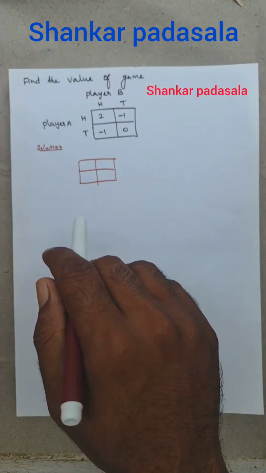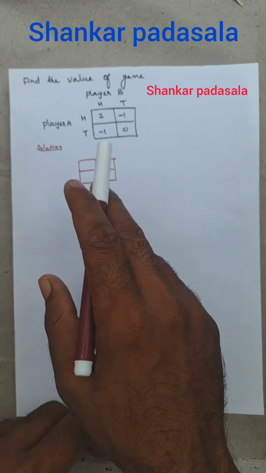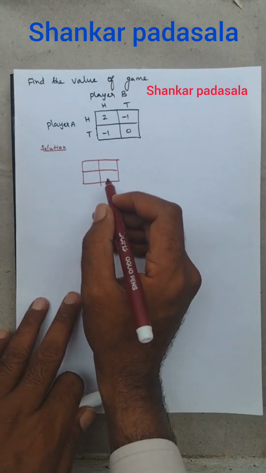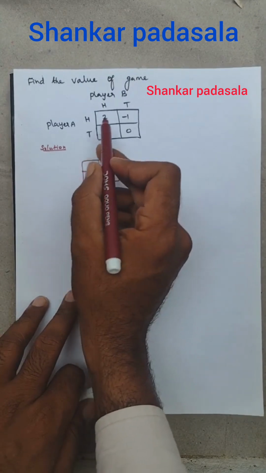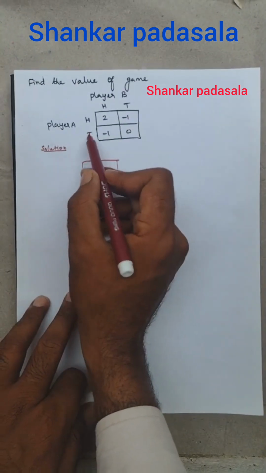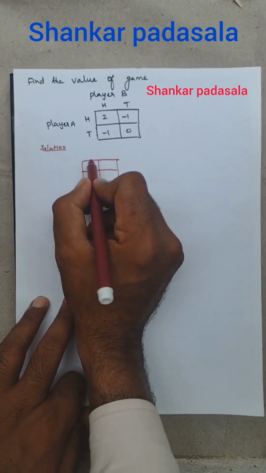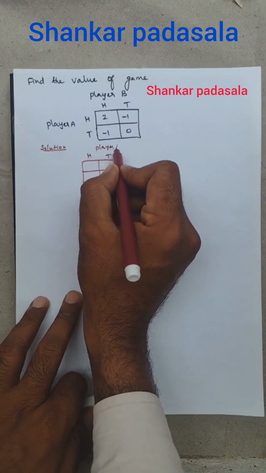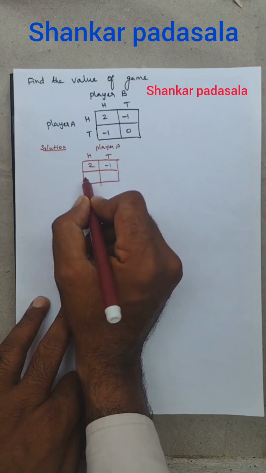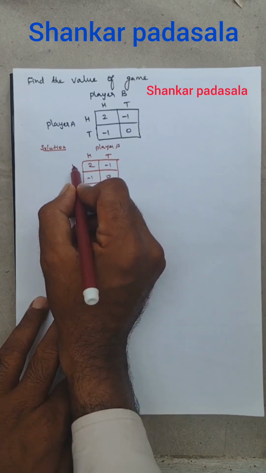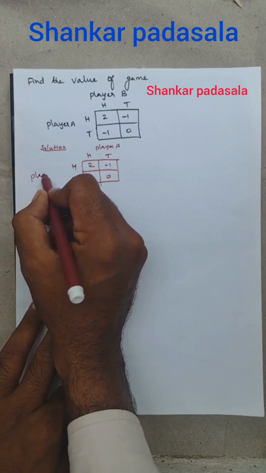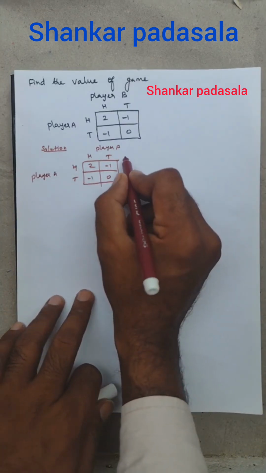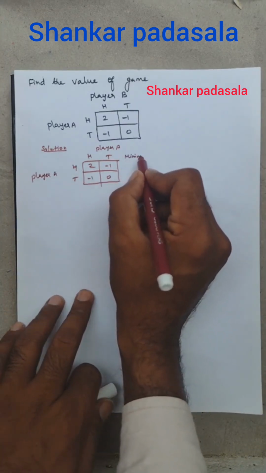So next problem, 2x2 zero sum game without saddle point we're going to see. In this problem, we write player B using H and T strategies and player A using H and T strategies. Here, player B strategy 2, -1, 0, 1 and player A. Like the previous problem, here also we first want to find the minimum among each row.